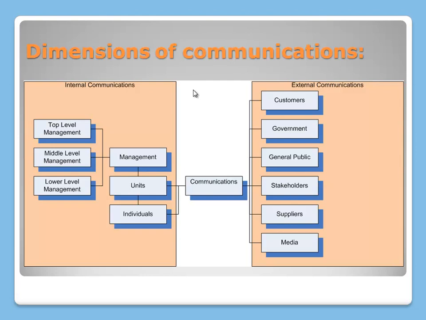And this is a diagram that depicts the internal communication and the external communication within an organization. And as you can see, for the internal communication, usually the individual communicates with the unit, which communicates with the management, and the management can communicate either with lower level, middle level, or top level of management, or it can be only one level of management or above that. At the same time, we have external communication that will be with the customer, maybe with the government, the public, the stakeholders, the suppliers, and the media.